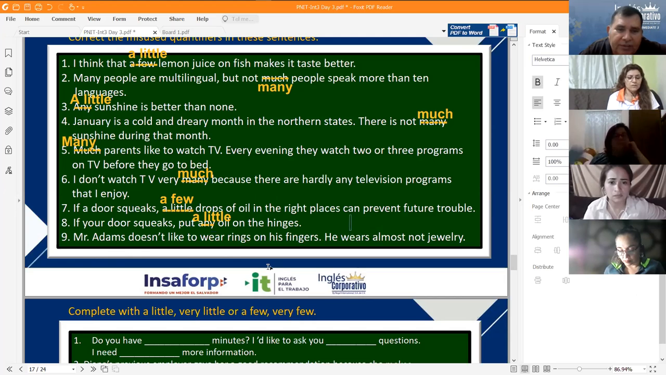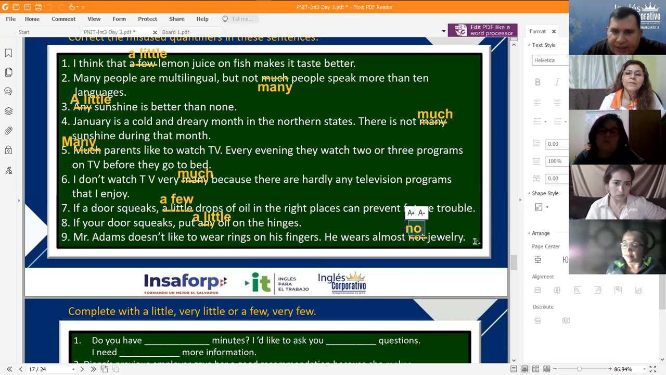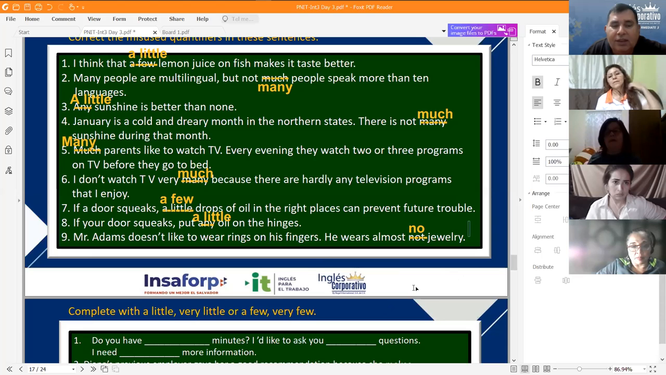Mr. Adams doesn't like to wear rings on his fingers. He wears almost not jewelry. Not jewelry? Okay, not is used after a verb. What do we use here? No is an adjective. So we use no money, no time, no patience. I have no money. I have no time. Okay, so these would be the corrections.